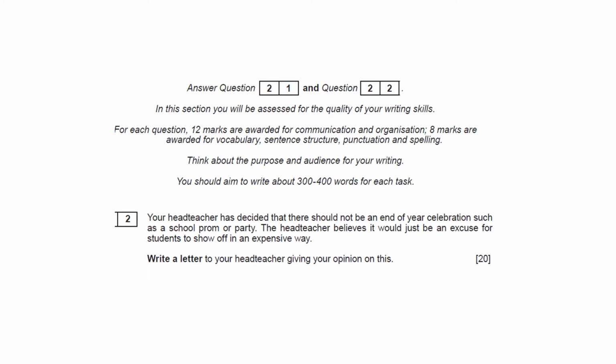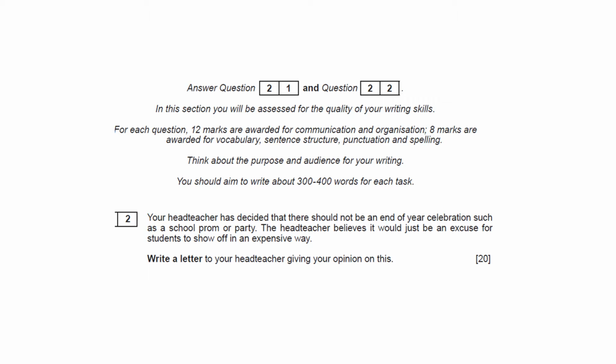Let's take a close look then at exactly how this will be graded. You can see they remind you at the beginning that you're assessed for quality of your writing skills. For each question, 12 marks are awarded for communication and organisation, and a further 8 marks are awarded for vocab, sentence structure, punctuation, and of course spelling. They give you an idea of roughly how long your answer should be, 300 to 400 words per task, which is around about 1.5 to 2 sides of the average size handwriting.